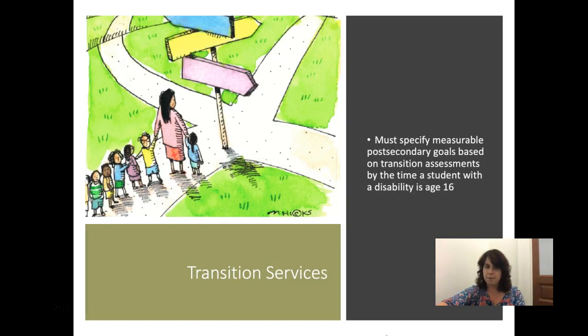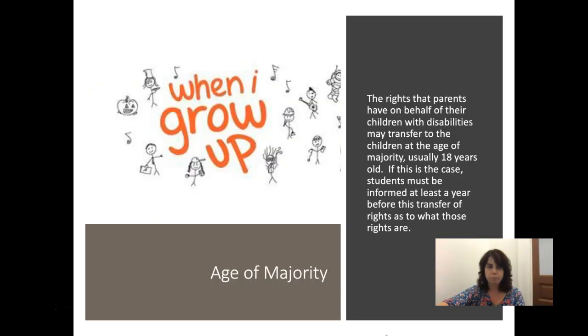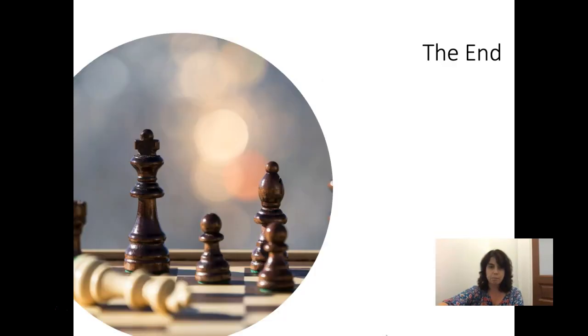If a student is old enough, there will be a transition plan that's included as part of the IEP that would include specific measurable post-secondary goals. And the student is critical and, as per IDEA, needs to be included in that process. And at the age of majority, so when the student turns 18, the rights of the parents are transferred to the student. And so the students need to be informed of that before that happens.